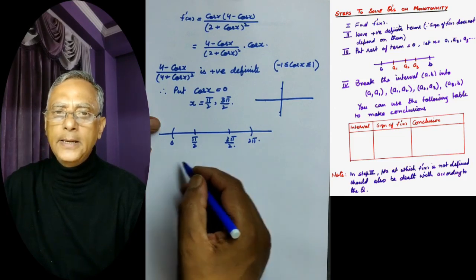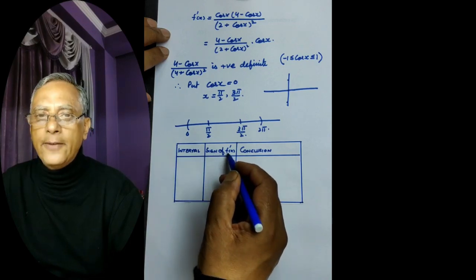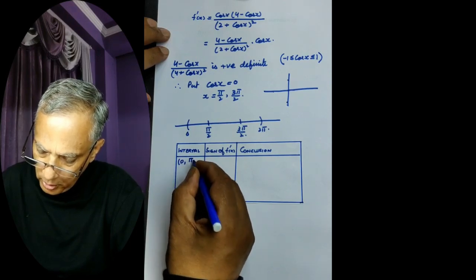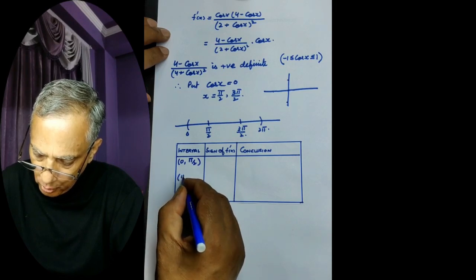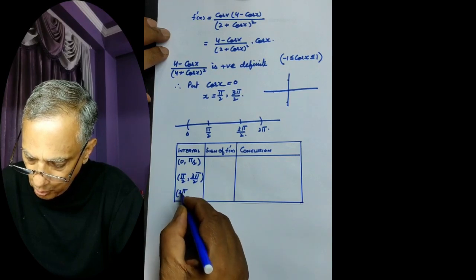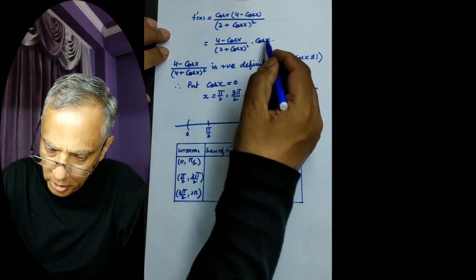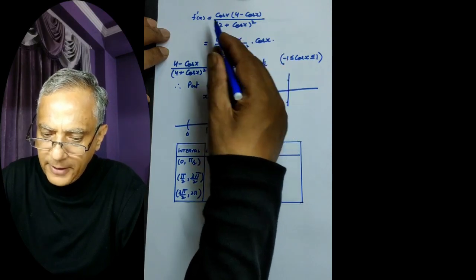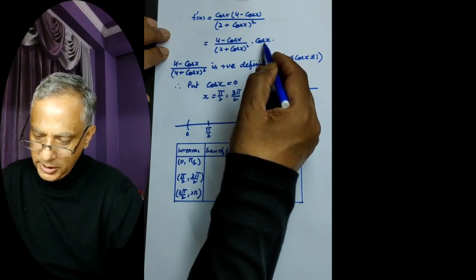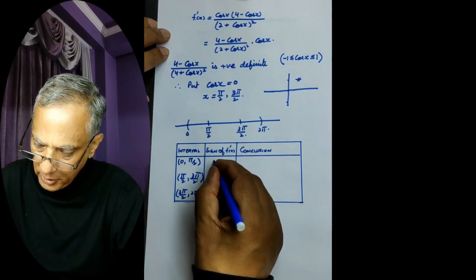We make the following table. Now in first column we have interval, second sign of f dash x, and in third we have conclusions. So first interval is 0 to pi by 2, and second interval is pi by 2 to 3 pi by 2, and third is 3 pi by 2 to 2 pi. In 0 to pi by 2, this is positive definite. So sign of f dash x will depend only on cos x. So we need only check the sign of cos x.